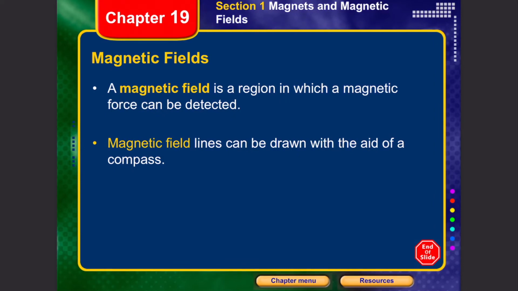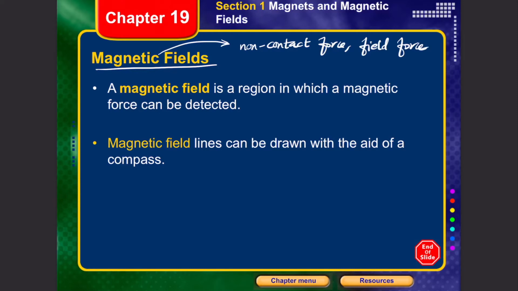Now let's talk about the magnetic field. Just like the electric field and gravitational field, the magnetic field is also a non-contact force, and it's also a field force. A magnetic field is basically the region where you can feel the presence of the magnet, or you can feel the force applied by the magnet.